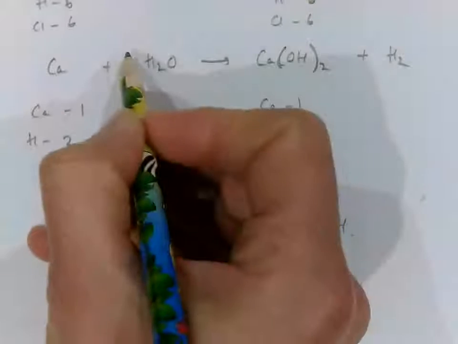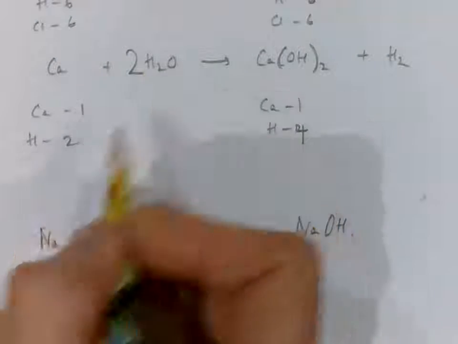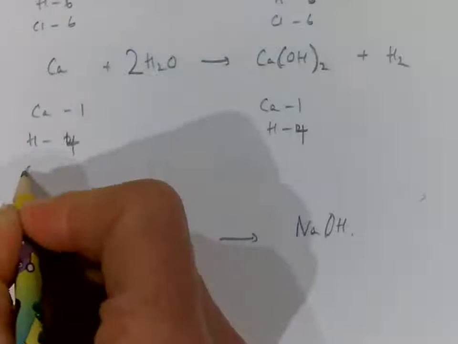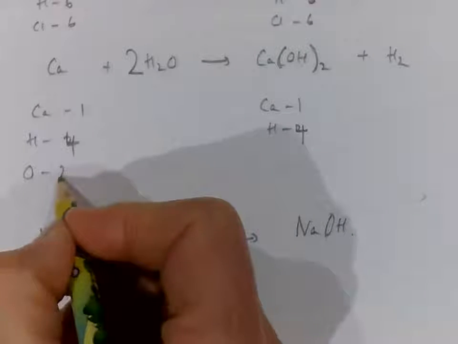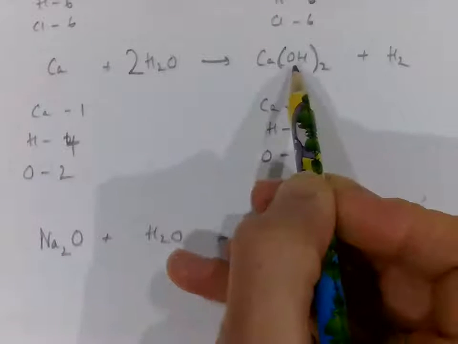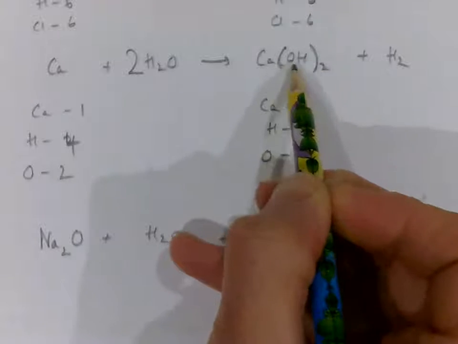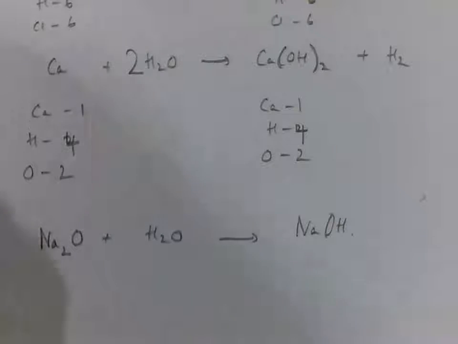So in order to have 4 on this side, I have to put a 2 in front because I can't change the composition of water. It's always 2 hydrogens to 1 oxygen. That gives me 4. And my final one is, let's check oxygen. I've got 2 oxygens. I've got 2 lots of water molecules here. And over here, I've got the 2 on the outside of the bracket affects everything inside. So I've got 2 oxygens there. And my equation is balanced.